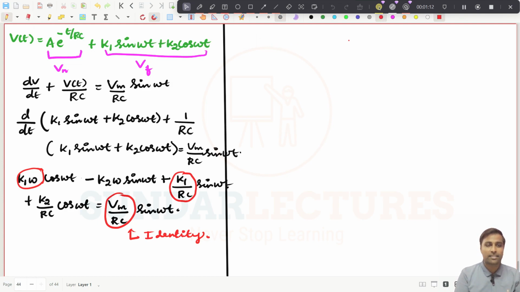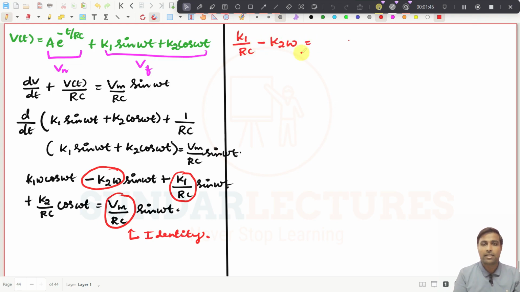Now you try to understand. So now you see, this is k1 omega cos omega t, and this is sin omega t, and you see this value, this is a coefficient. So what you can write now, this is k1 by Rc minus k2 omega, and that should be equal to Vm by Rc. Coefficient can be correlated.